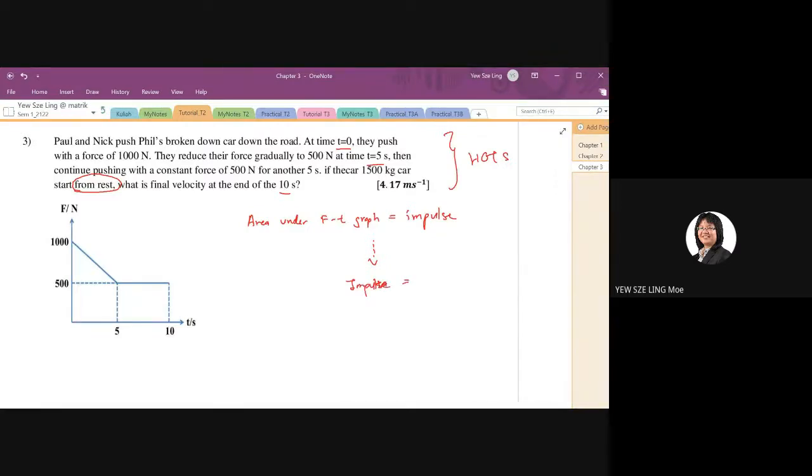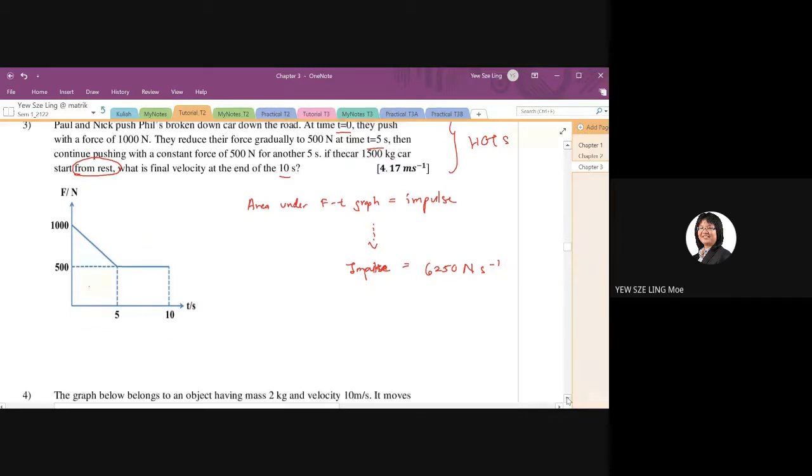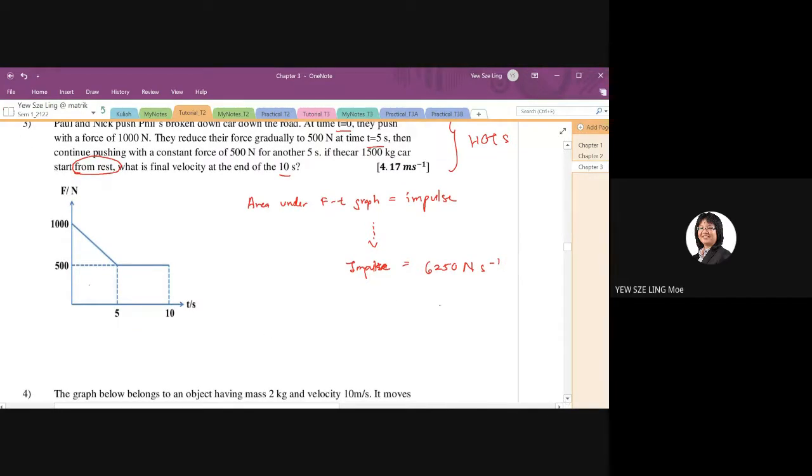Impulse equals 6250 N s. All right, so the area is up to you. You can split it into a triangle and then a rectangle, or you can split it into a trapezium and a rectangle. It is totally up to you. Both are accepted in your exam. So once you have the impulse, you can then calculate the final velocity.